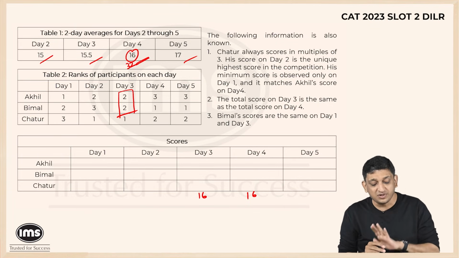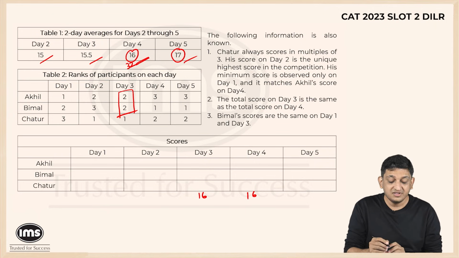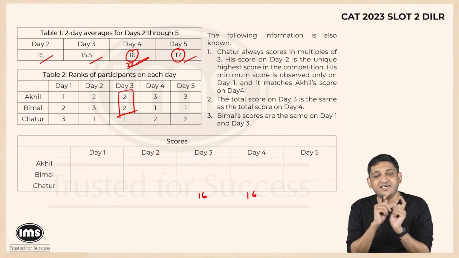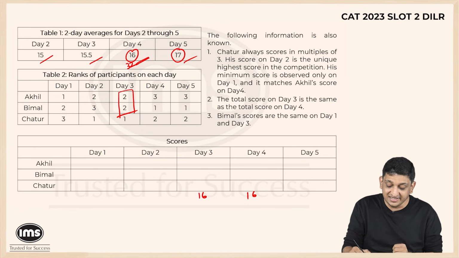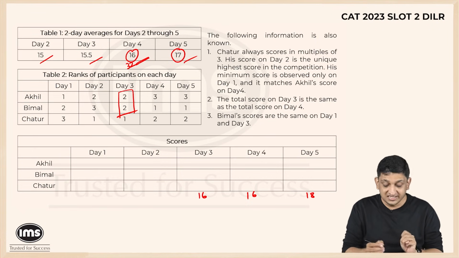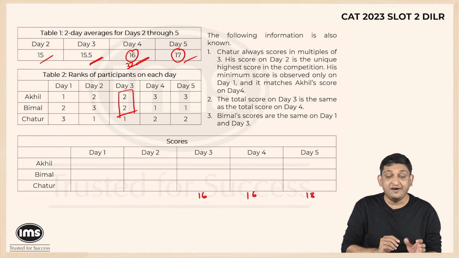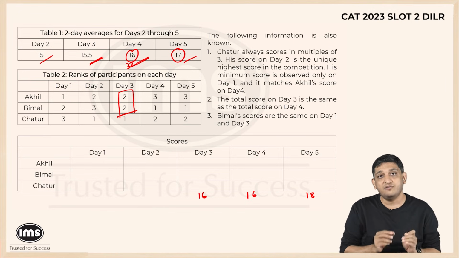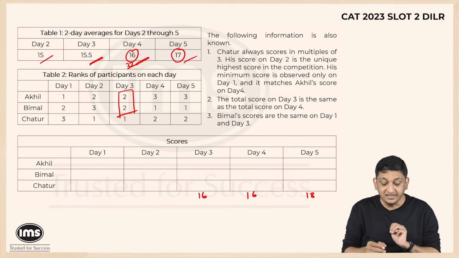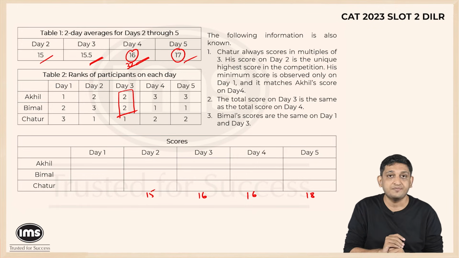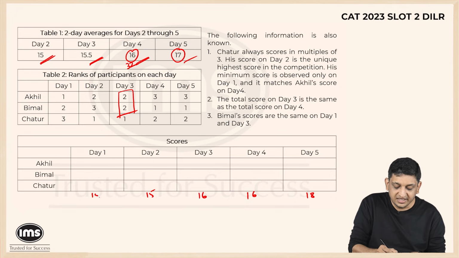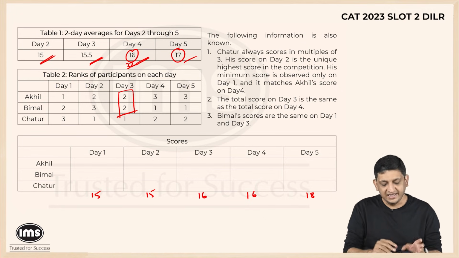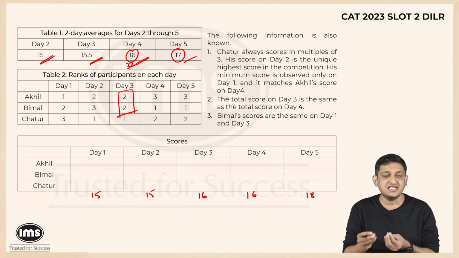Now if day 4 the total is 16 and the average of day 4 and day 5 is 17, day 4 plus day 5 should have been 34. Now if this is 16, this becomes 18. Similarly, if you look at day 3, the average was 15.5. So the total of day 2 and day 3 would have been 31. If this is 16, this becomes 15. Similarly, day 2 the average was 15. So day 1 plus day 2 would be 30. If this is 15, the remaining part becomes 15 again. And that is what will tell you what exactly is about to come.